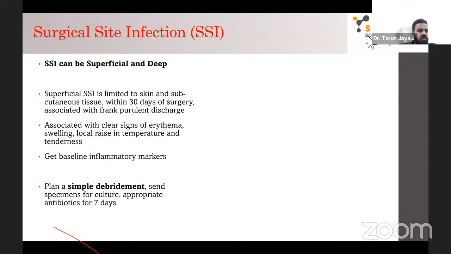Then the next commonly seen wound complication is surgical site infection. A surgical site infection is limited to the skin and subcutaneous tissue and usually occurs within the first month. It is associated with frank purulent discharge, and with clear signs of erythema, swelling and local rise of temperature. Always get inflammatory markers, which is your complete blood count, ESR and CRP, done in such cases, and plan for a simple debridement. Always send cultures for such cases with purulent discharge and use appropriate antibiotics for 7 days.